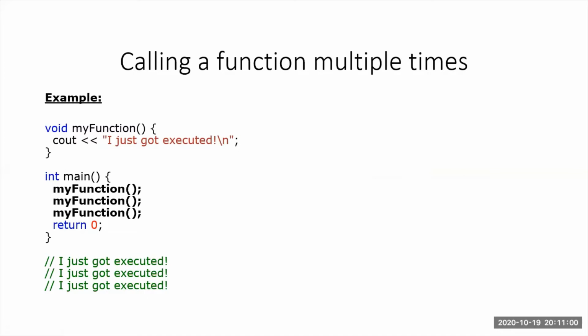So you can actually call a function multiple times. It's not going to give you an error. So again, with the same previous example, if your function is only outputting something like "I just get executed," and you call it 3 times like this in the main, then it will print the same thing over and over 3 times, however many times you call it, okay?